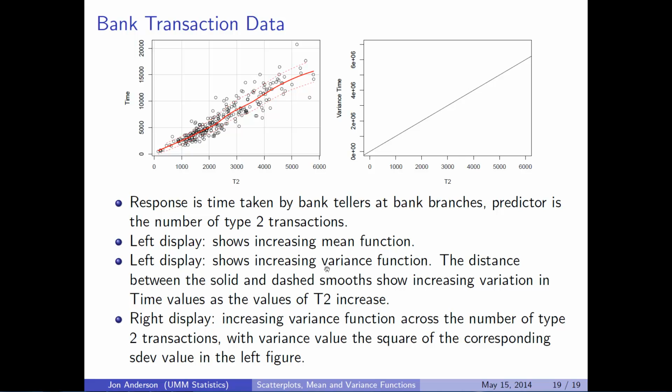So on this particular overhead, we notice a linear increasing mean function, but also an increasing variance function. And on this right display, I'm demonstrating that the variation in teller time is going up as the number of type 2 transactions goes up.